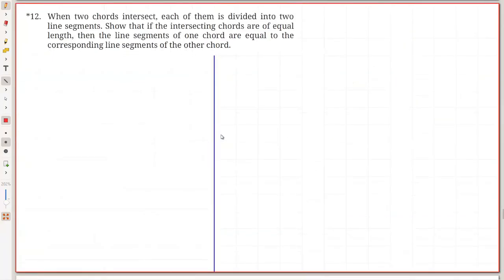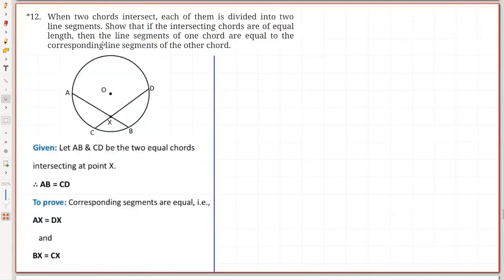Now question number 12. When two chords intersect, each of them is divided into two line segments. Show that if the intersecting chords are of equal length, then the line segments of one chord are equal to the corresponding line segments of the other chord.